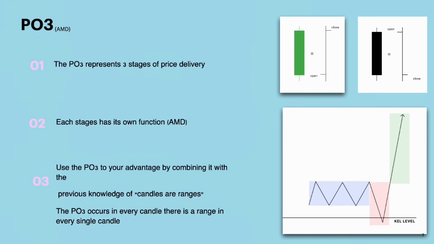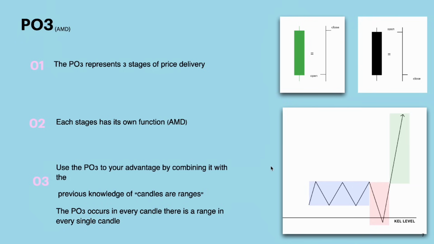The power of 3, also known as AMD, accumulation, manipulation, distribution, represents 3 stages of price movement. Each stage has a specific role, as I mentioned earlier. Use the power of 3 by combining it with your knowledge of candles as ranges. What does this mean? In a 3-candle CRT, one candle is accumulation, another is manipulation, and the third is distribution. The highest probability trades occur when you understand this pattern, which happens in every candle because time is fractal.